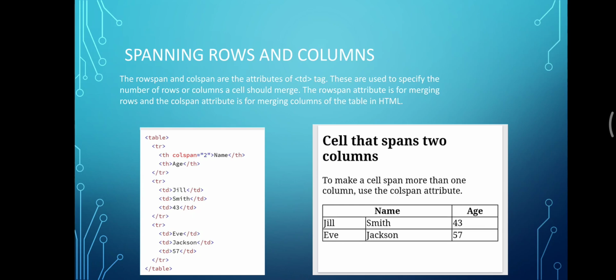The first name is, I took a random name, Jill, and the last name is Smith. The age is 43, and the second entry is Eve Jackson, and the second age is 57. And this is a better example of spanning rows and columns.